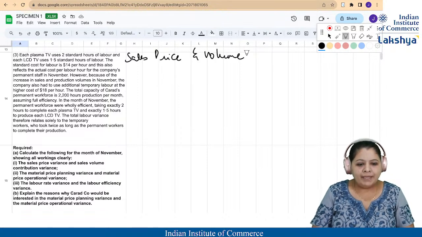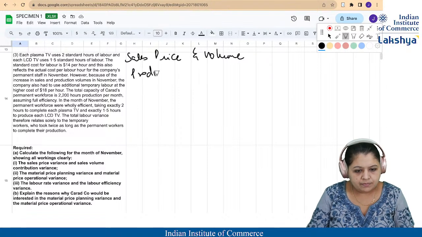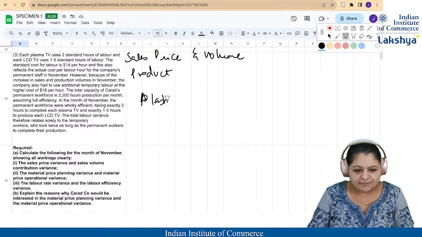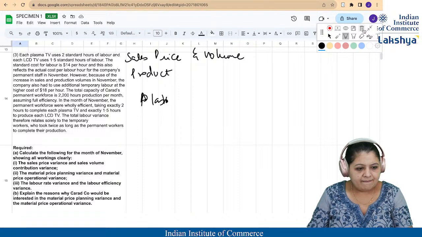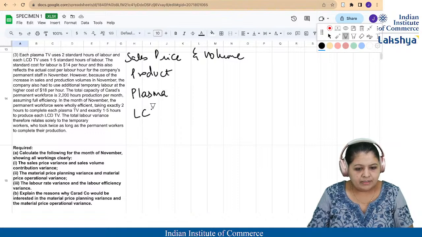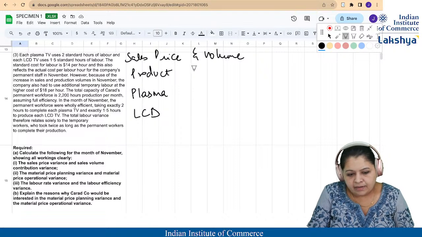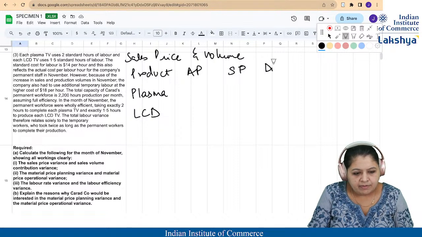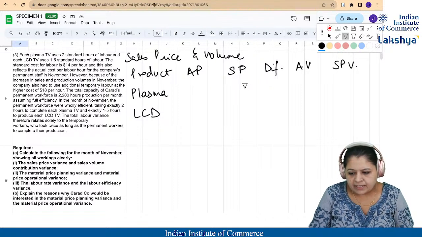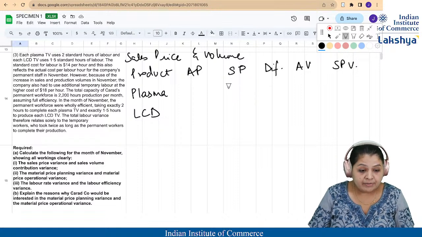Two products. So it's a mix. So I'm just going to say product, plasma, then it is LCD. Okay. And then we have actual price, we have standard price, we have difference, we have actual volume, and we have sales price variance.